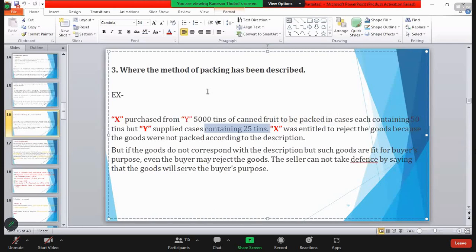What's the description given regarding the method of packaging to the seller? From the buyer, he told that one box should contain 50 tins, but the seller packaged one box containing 25 tins, because the goods were not packaged according to the description. What's the description given by the buyer that could not be satisfied by the seller? Therefore, the buyer is able to repudiate the contract. Understand, students?